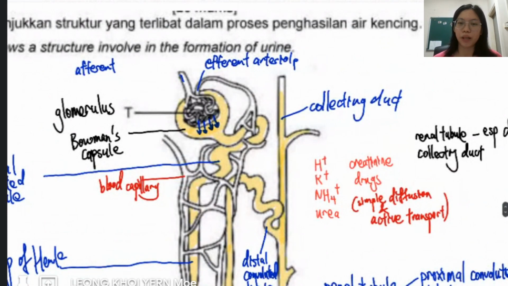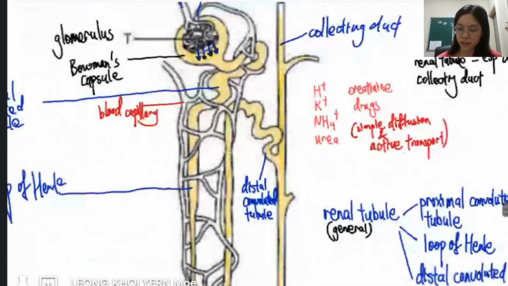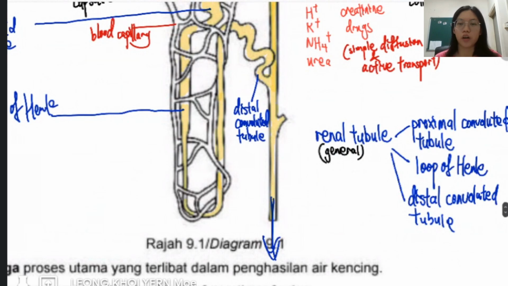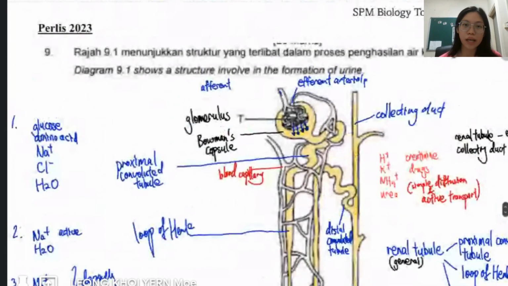That's the last part where, in the end, the formation of urine occurs. The substances that do not get absorbed, together with water, end up as the formation of urine. The liquid in your collecting duct is the urine. Ta-da.